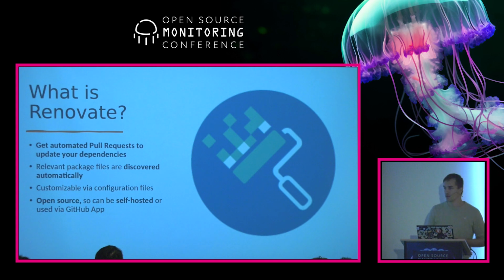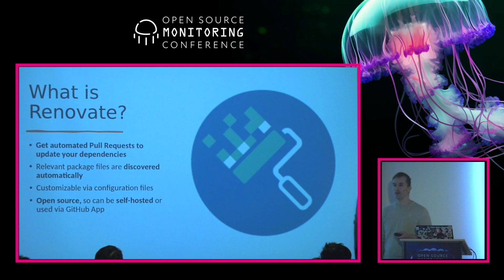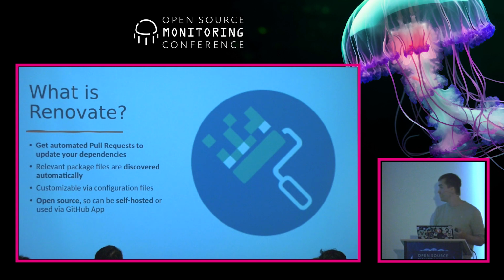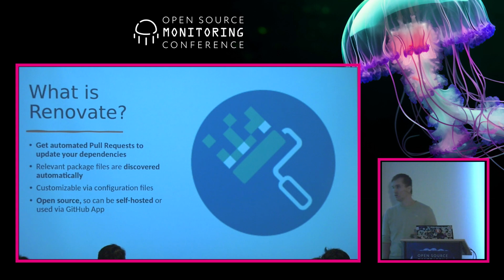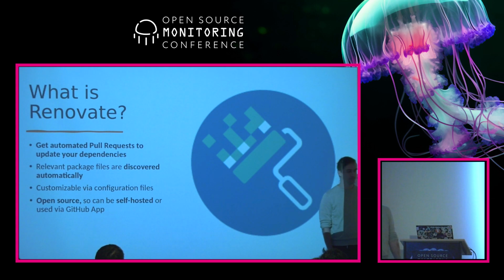At the same time, it's totally customizable. You can change every part of the configuration of Renovate using a configuration file inside your repository. And the best part, it's open source. It's licensed under the AGPL license, so you can self-host it like we do, or you can, of course, use it as a GitHub app or use the managed service by the developers of Renovate.